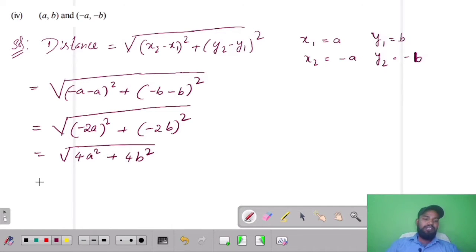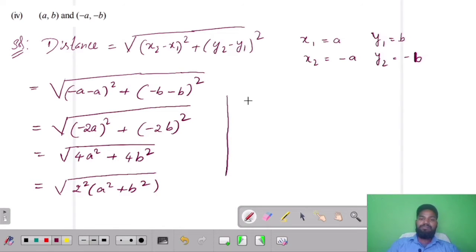Are you clear? Right. So now taking common as 2 square. Yes or no? Yes, we can take common as 2 square. Then what is left here? A square plus b square. Yes or no? Yes. So the final answer is 2 root a square plus b square. This is your final answer.